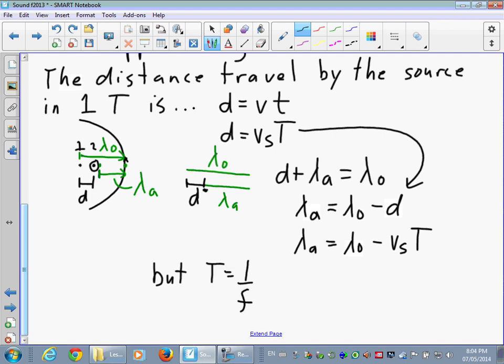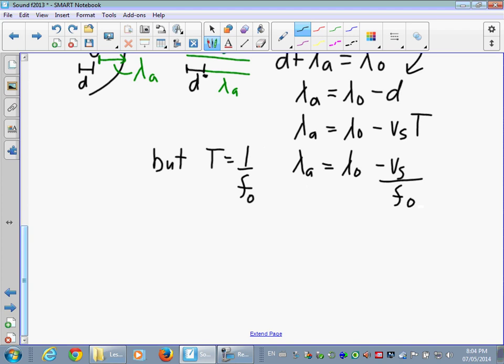The period is how long it takes between emissions of waves. So that would be based on the original frequency, because that's not dependent on whether the thing is moving or not. So if we put that into our equation, we get lambda A is equal to lambda naught minus Vs over F naught. But we also know about the wave equation.